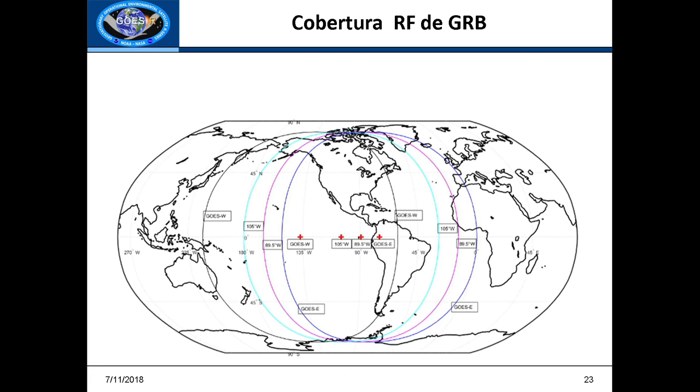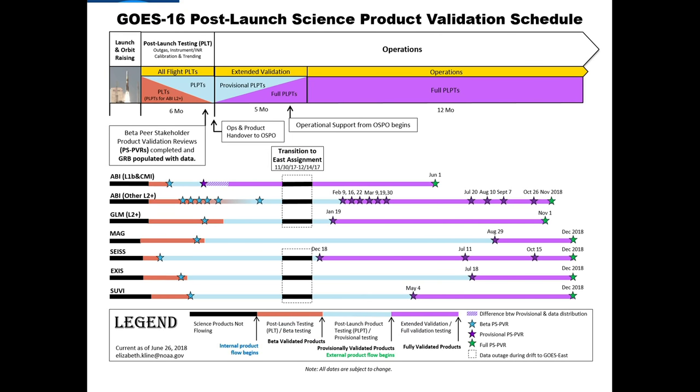Then if you go out to the limb, you can see this would be the extent for GOES West at 137. And this would be the extent at 105. And this is the GOES-16 extent. At 89.5, GOES-17, 89.5. And then this one right here is GOES East in its current position at 75.2, and this is the western extent. So I mentioned this before, and this becomes important with GRB because of when the data is put on GRB for the beta PSP VRs. So that's why we pay close attention to these schedules.